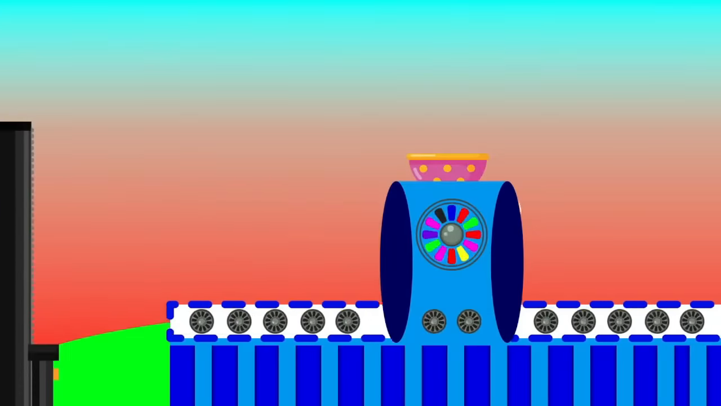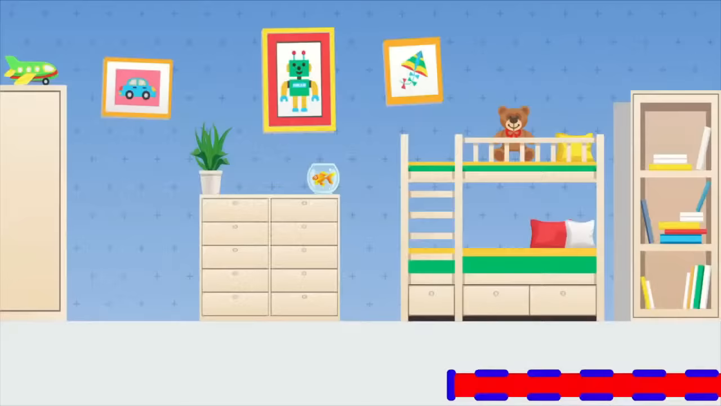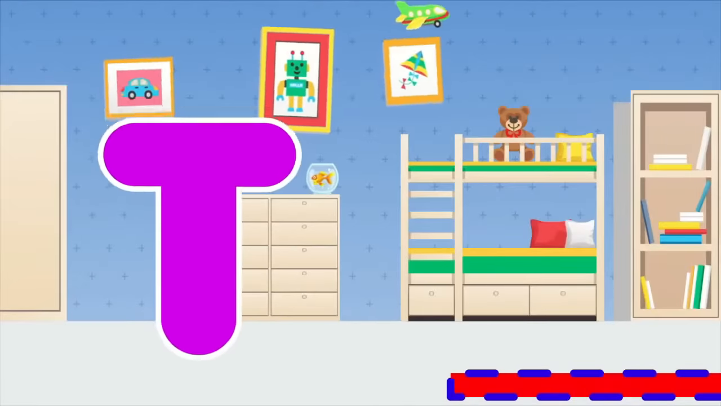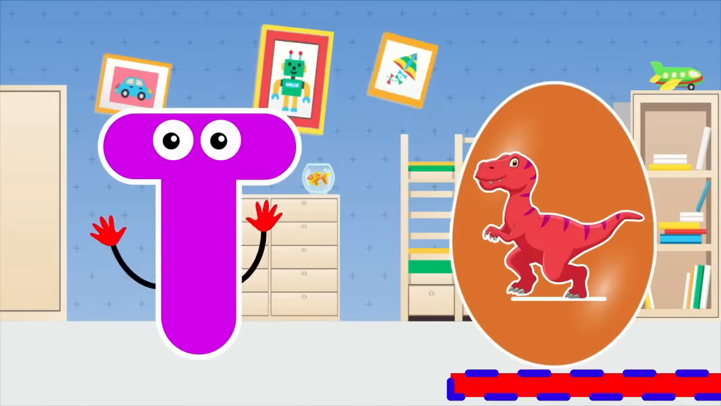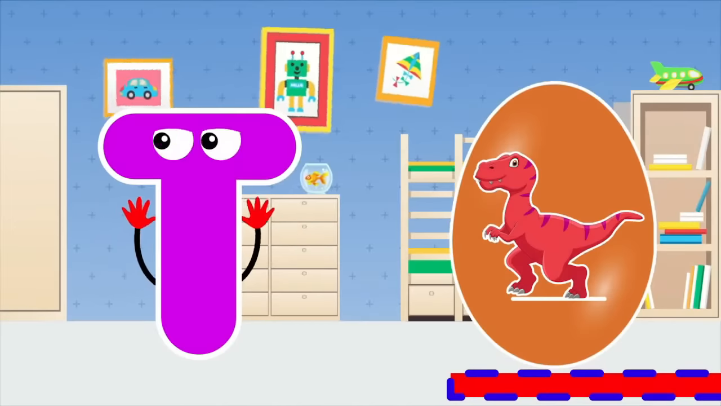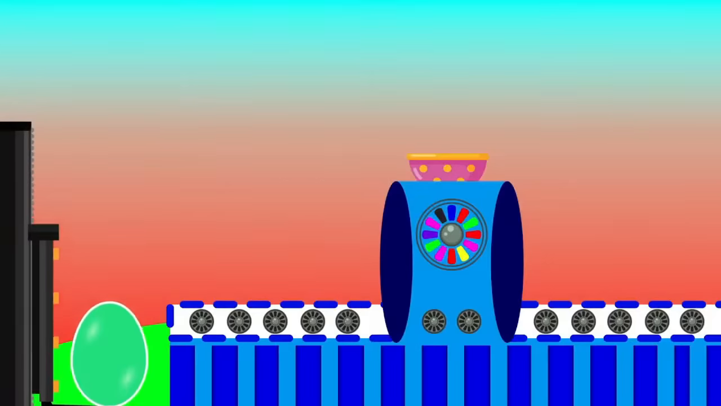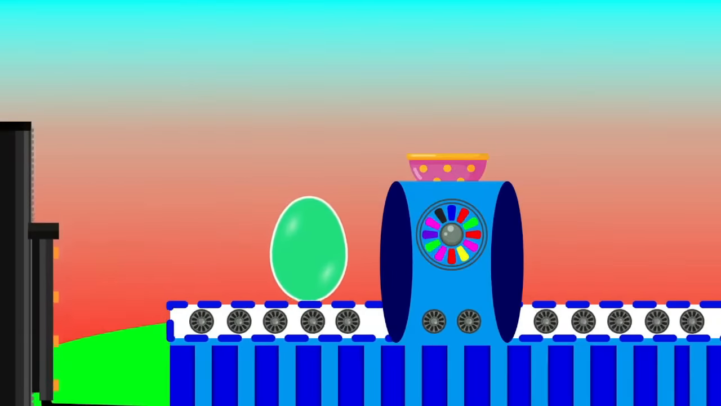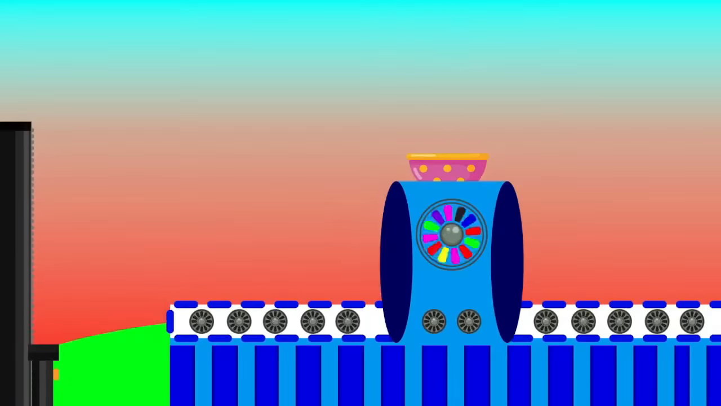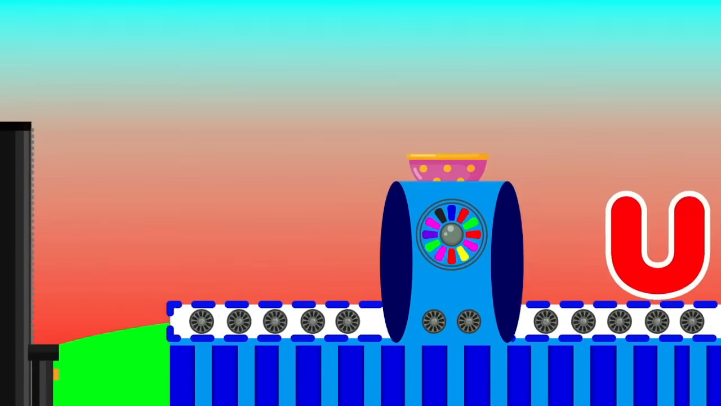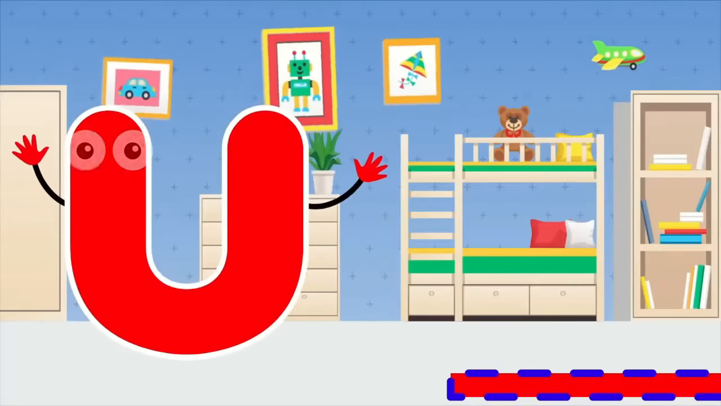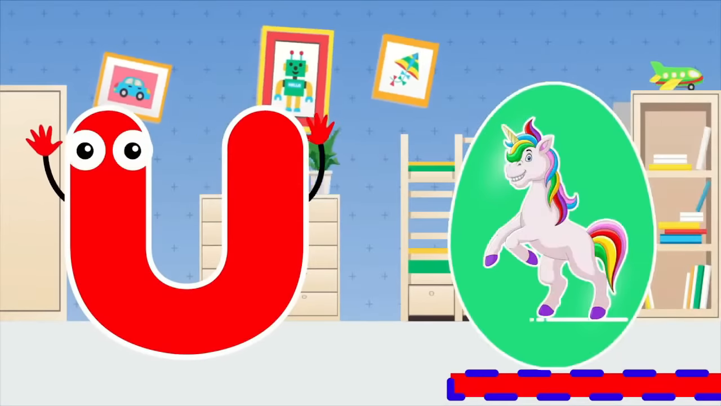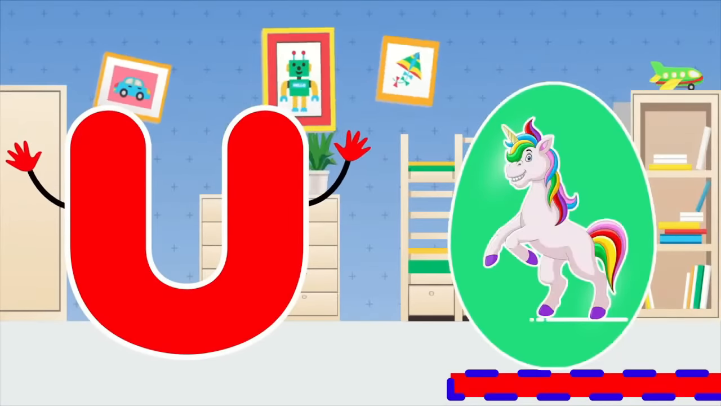Here is an alphabet T. T is for T-Rex. Here is an alphabet U. U is for unicorn.